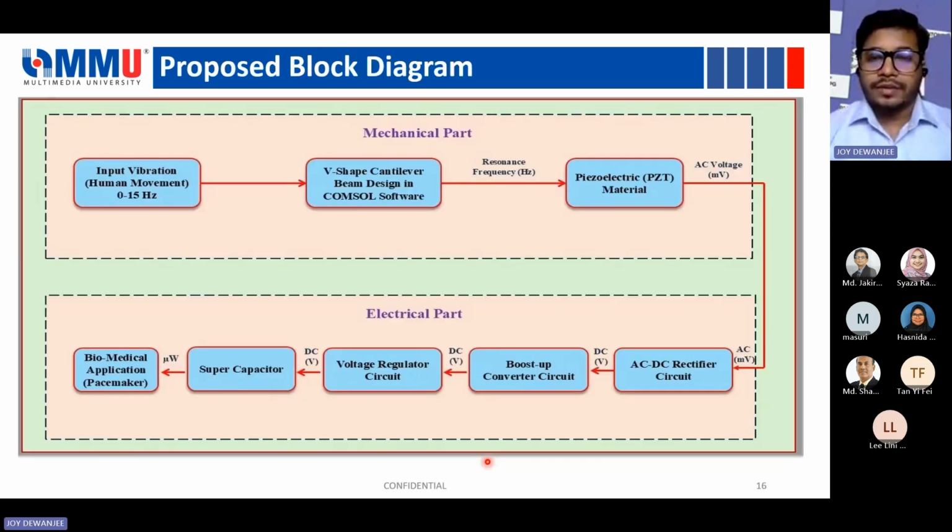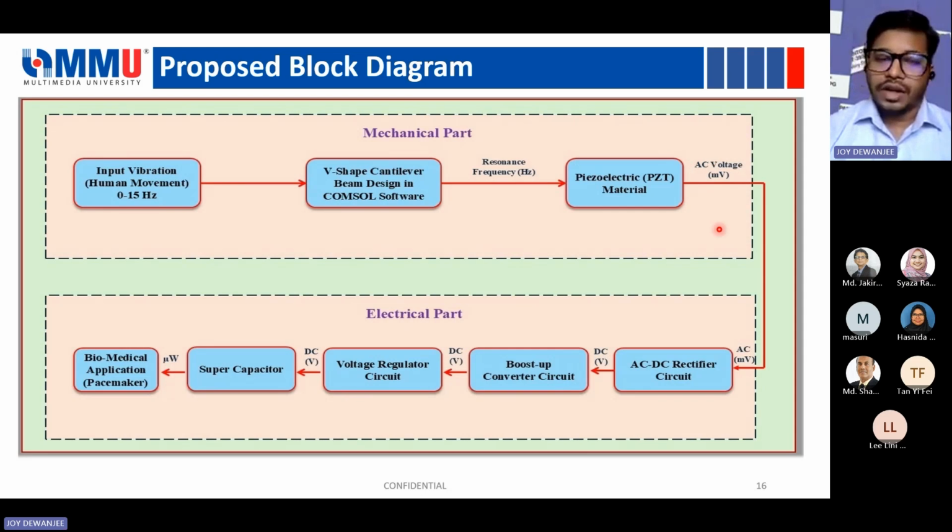In our proposed block diagram, the research work has two parts: a mechanical part and an electrical part. In the mechanical part, first we consider the input vibration as our human body movement, which can be found from 0 to 15 hertz. After that, we designed the V-shape cantilever beam and give the input vibration to that beam, and it will generate resonance frequency. After that, we apply the PZT material, and that resonance frequency is converted into AC voltage.